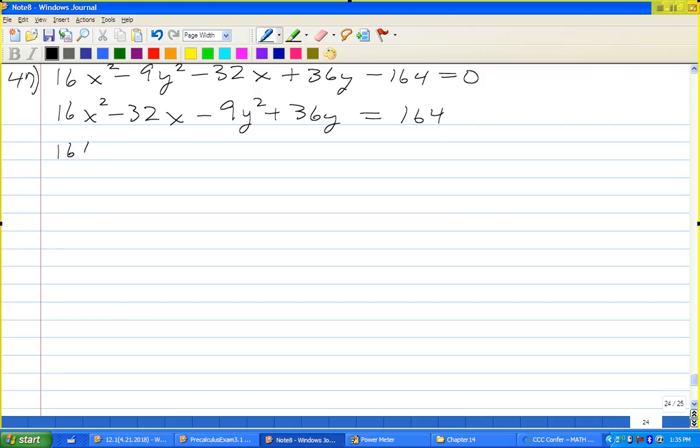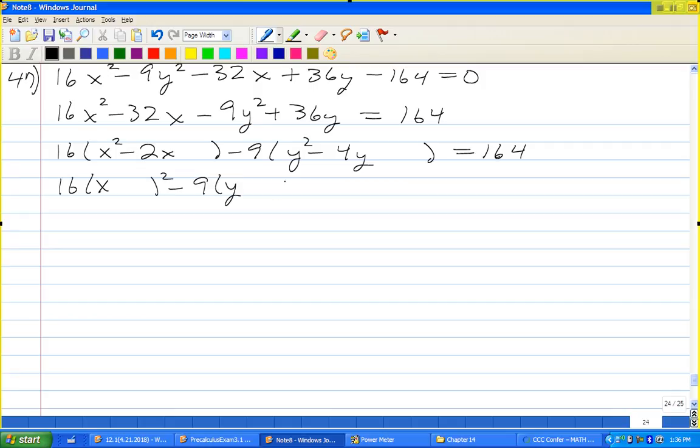Group, factor out the 16 from the x's, negative 9 from the y's, so I can complete the square. Negative 2 divided by 2 is negative 1, squared is 1, times 16 is 16. Negative 4 divided by 2 is negative 2, squared is 4, times negative 9 is negative 36. So you get 144. Divide both sides of your equation by 144.